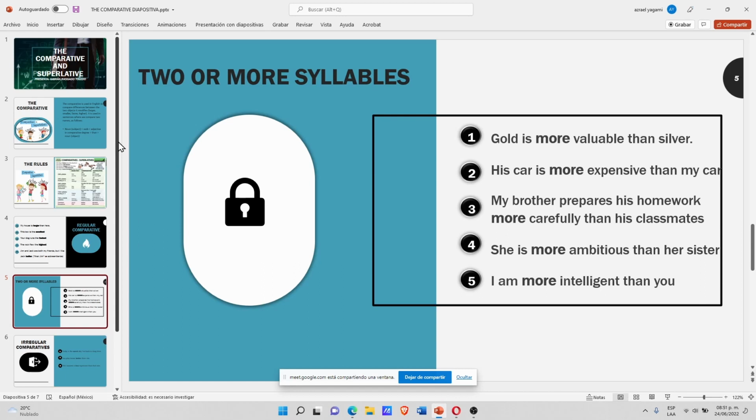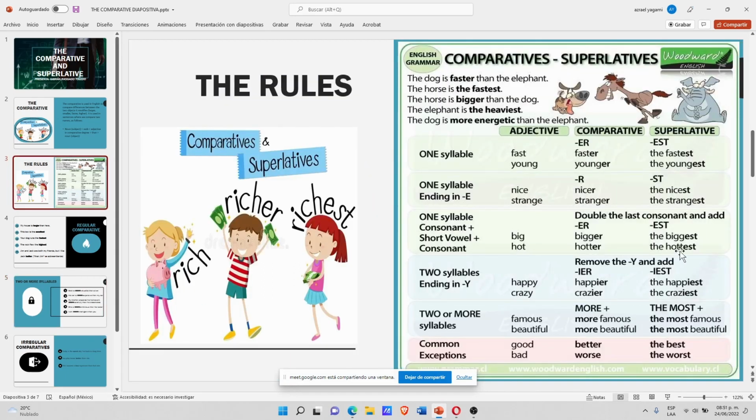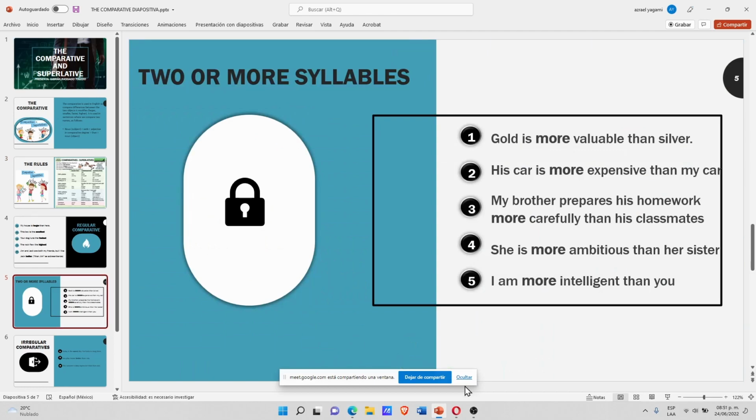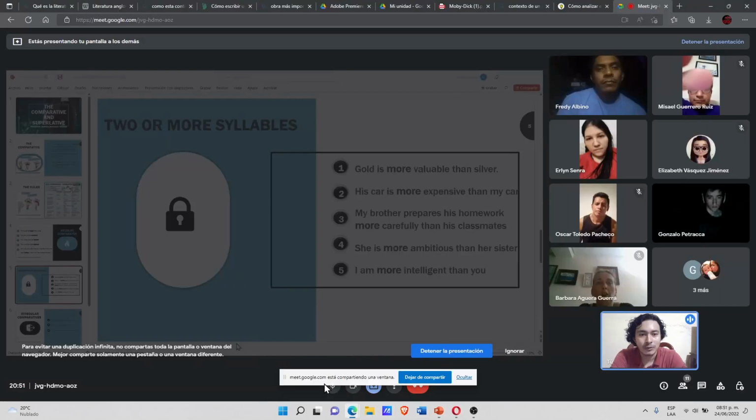Okay. We need to remember when we use the superlative, two or more syllables, we use the most. Only that. Okay. Who wants to try the first? Gold is more valuable than the silver.